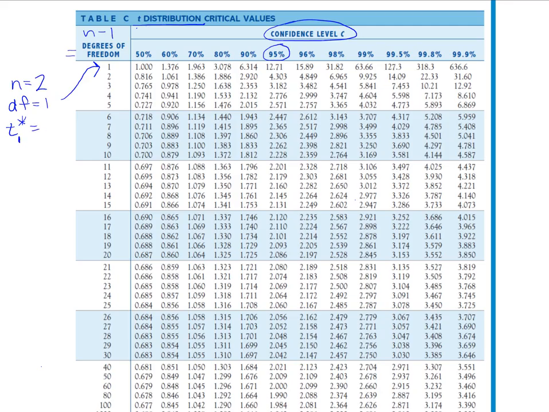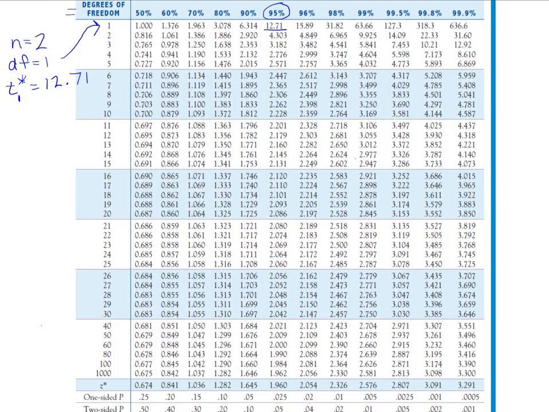And we would see that corresponding to a 95% confidence level, we would use 12.71. So our critical value t star on 1 degree of freedom would be 12.71. So just to compare that value with our critical value z star that we've been using so far, for a 95% confidence interval, that corresponds to 1.96. So we can see that it is considerably larger.